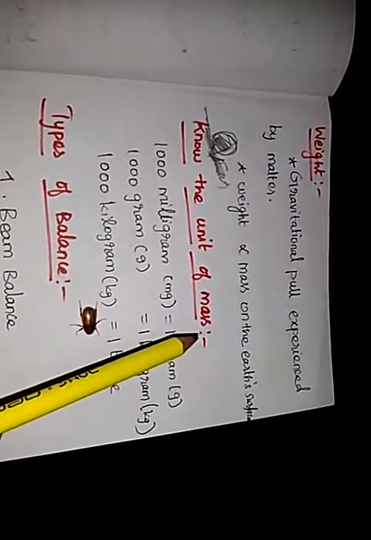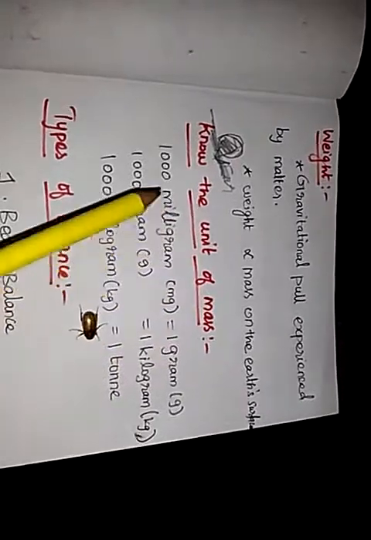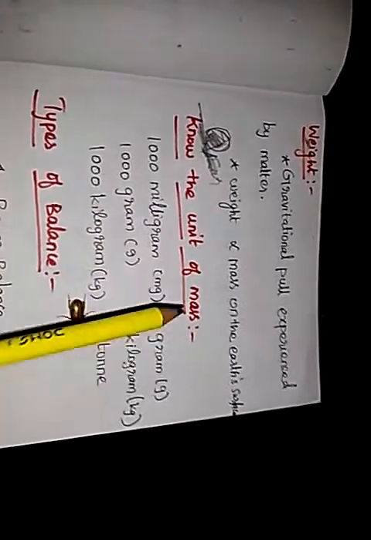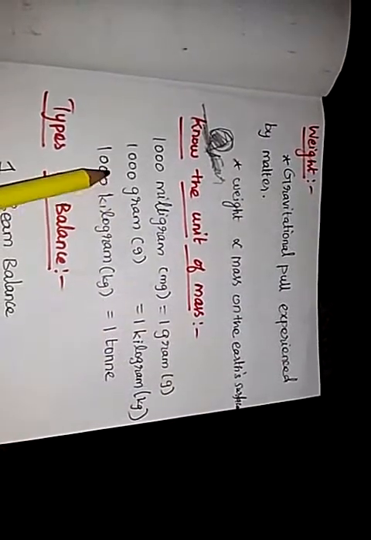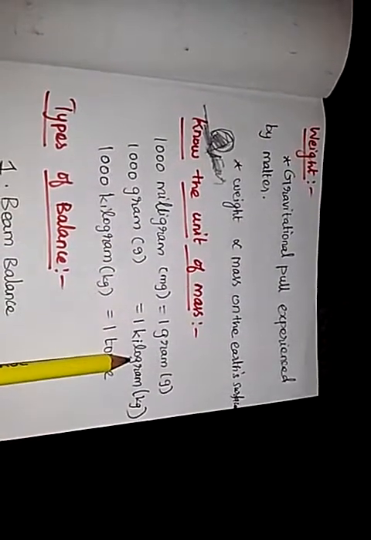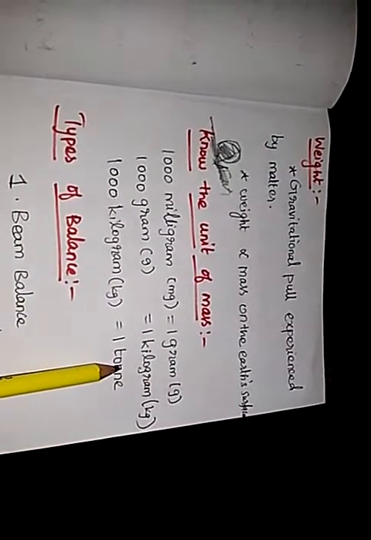Okay, students, now we learn some units of mass. Already we know the units of length. Here we see units of mass. 1000 milligrams is equal to 1 gram, 1000 grams is equal to 1 kilogram, and 1000 kilograms is equal to 1 ton.